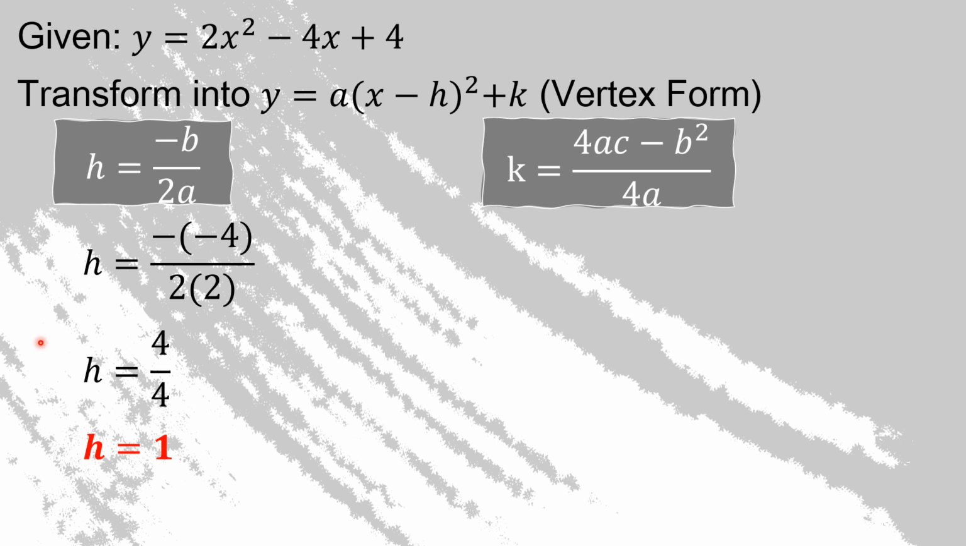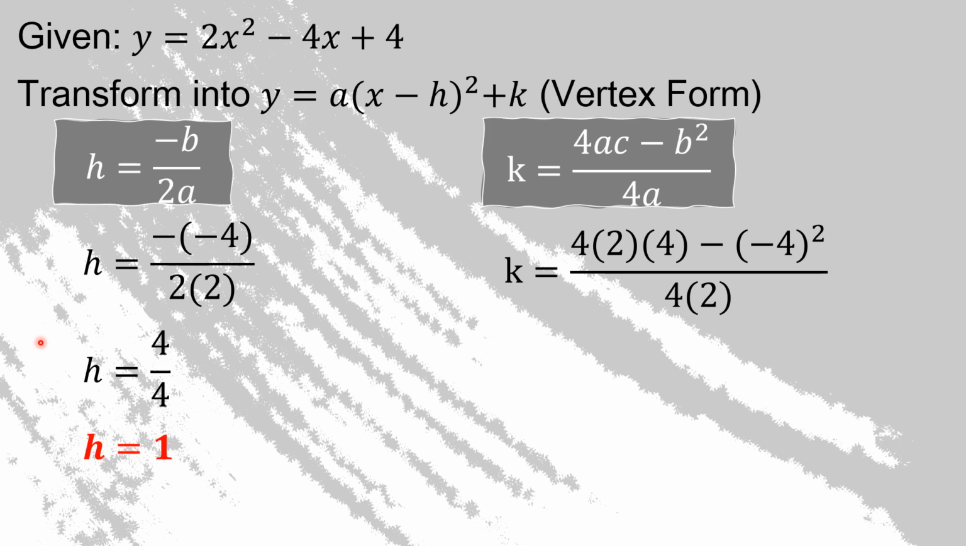Next is the value for k. K equals 4 times 2 times 4 minus negative 4 squared over 4 times 2. The value of a is 2, the value of c is 4, and the value of b is negative 4. Same with the denominator. So, let us now simplify. 4 times 2 times 4 is 32, because 4 times 2 is 8, times 4 is 32, and then minus negative 4 squared, which is positive 16. 4 times 2 is positive 8.